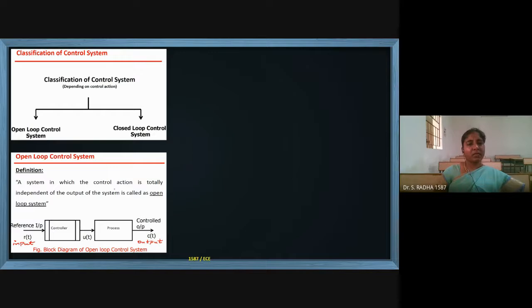Here the control action is totally independent of the output. Whatever operation is going on, it is not bothered about the output. Whatever output comes, we are supposed to take it. We don't have any control over the output. This is about the open loop control system.